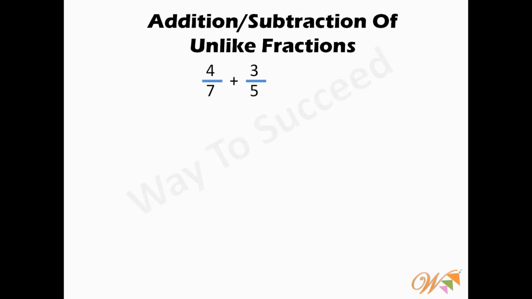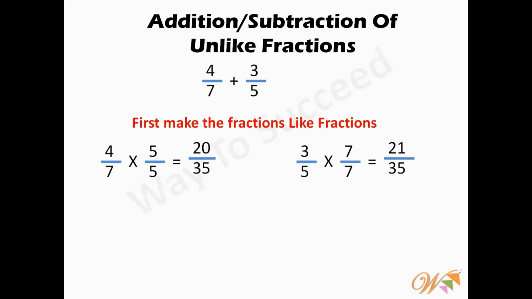So take them as two separate fractions, find their equivalent fractions that will have the common denominator. I will multiply my first fraction with the denominator of the second one. I will multiply the second fraction with the denominator of the first one. So 4 by 7 times 5 by 5 gave me 20 by 35. 3 by 5 times 7 by 7 gave me 21 by 35. So I have two fractions, 20 by 35 and 21 by 35.